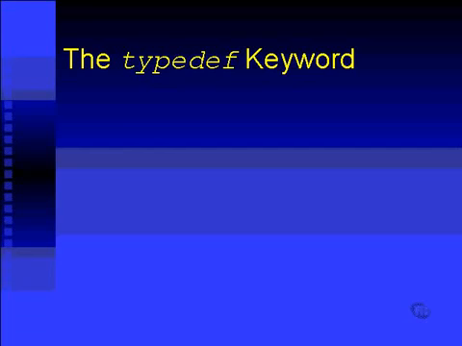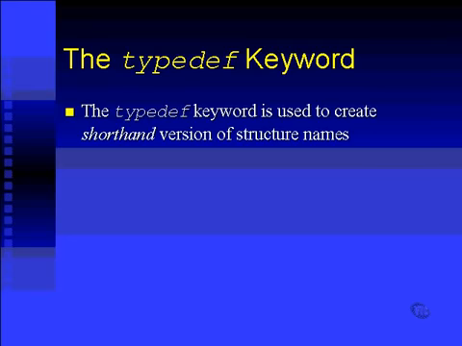We also have a feature of structures. It's actually not a feature of structures, it's a feature of the C language that's used quite commonly in conjunction with structures called typedef, the typedef keyword. What is it? Well, it's a shorthand. It's used to create shorthand versions of structure names, so we never have to bother writing out the whole thing.